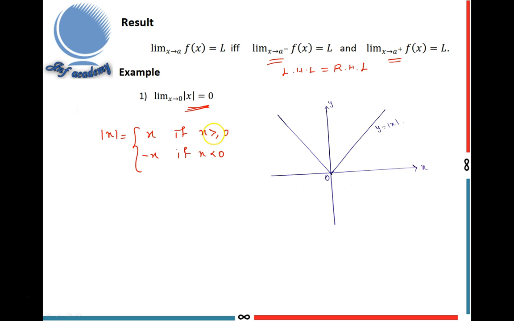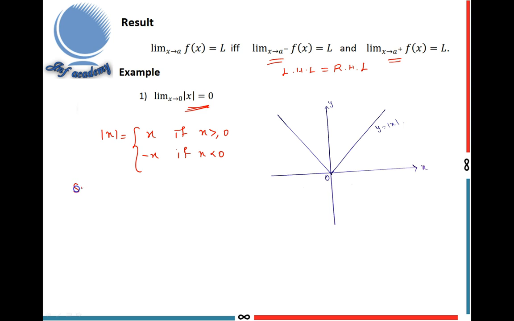This is the diagram of the modulus x function. If x is greater than 0, then modulus x is x. These are the values for x greater than 0, and these are the values for x less than 0. Suppose you put x equal to minus 1, minus of minus 1 is plus 1. Y is also positive. The modulus x function is always positive. So this is the diagram of the modulus x function.